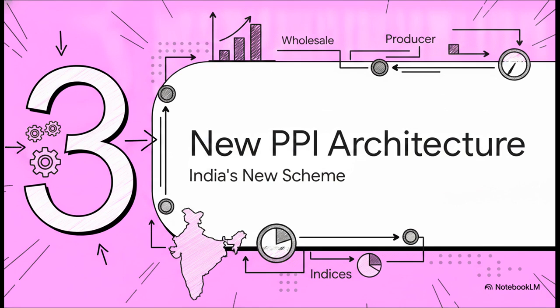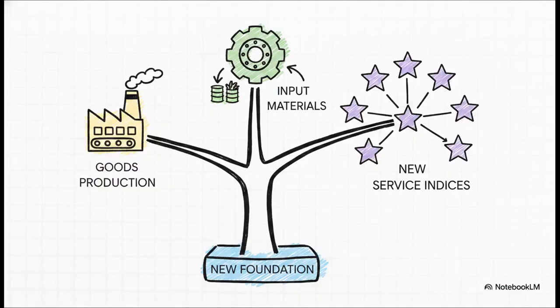Let's jump into Section 3 and look at the actual architecture of India's new PPI scheme. To fix these glaring structural mismatches, the Office of the Economic Advisor, which sits under the Department for Promotion of Industry and Internal Trade, has rolled out an entirely new statistical architecture. And I want to be clear, this isn't just a fresh coat of paint or a quick rebranding. It establishes a modernized base year of 2022-2023, plus it introduces an entire family of specific indices.